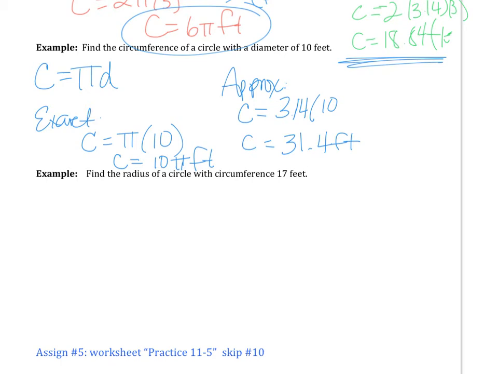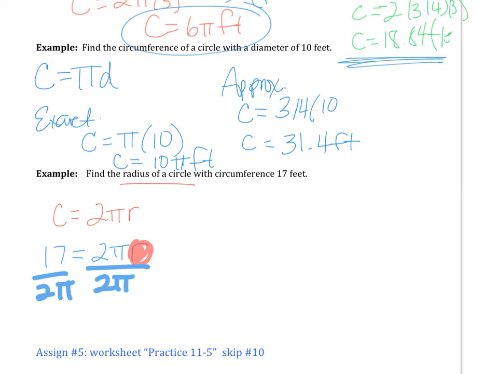Next example here says find the radius of a circle. So it looks like we're going to work backwards with a circumference of 17 feet. So I'm going to say circumference equals 2 times pi times my radius. So this time I'm going to actually fill in my circumference. So I know that's equal to 17, 2 times pi times my radius. I'm going to try and get this radius by itself, and in order to do that I'm going to divide both sides by 2 pi.